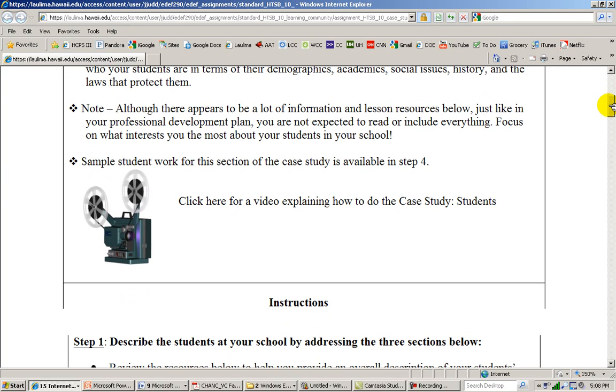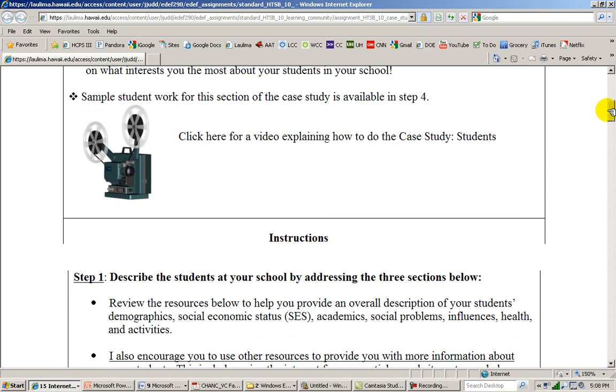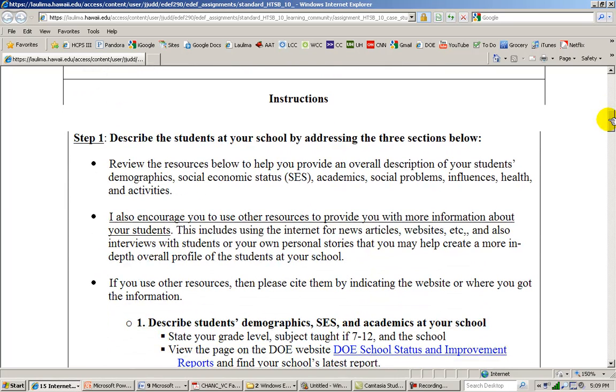Keep in mind also, we had said that writing is only one of the options. You can do things through video and pictures if you want to illustrate what you know about your students. Here, there are 3 things I need you to be able to do or use or describe about your students.